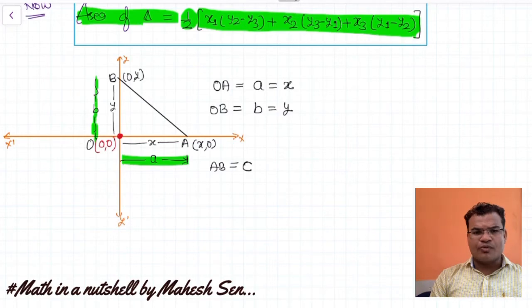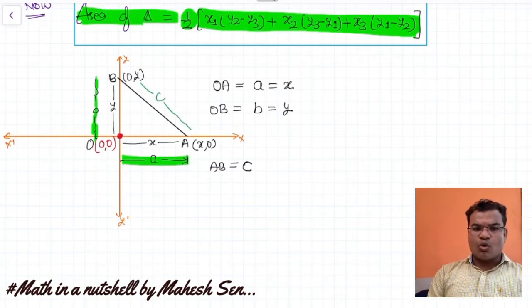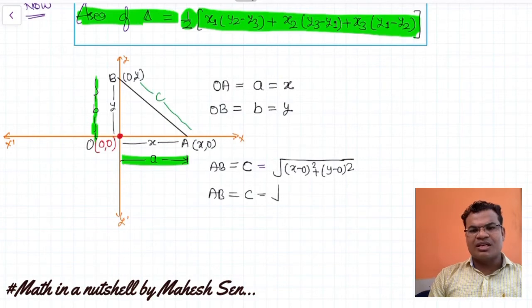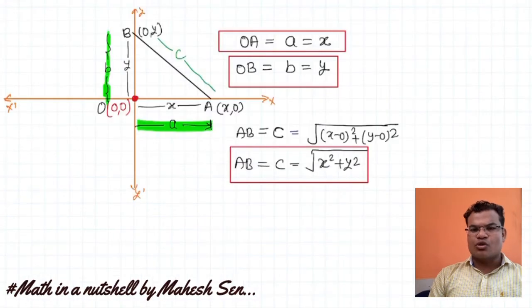And how will you find it? You will find it by the distance formula. We know that OA is x and OB is y. So what about AB? AB is found by the distance formula, under root (x2 minus x1) whole square plus (y2 minus y1) whole square, that is (x minus 0) whole square plus (y minus 0) whole square. If you simplify, you get AB equals c, under root x square plus y square, because x minus 0 is x only. So these are the lengths of the sides. All three sides are with us.